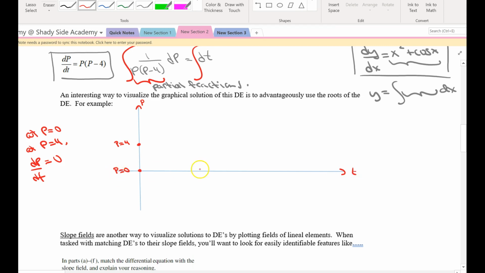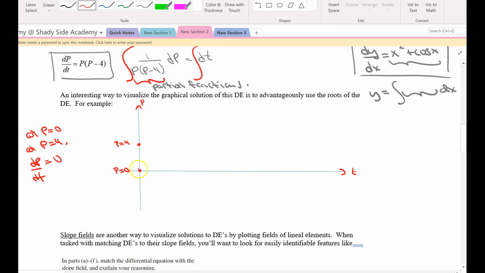So it appears that I should have some kind of horizontal tangent line at p equals 0 or p equals 4. And then I'm going to check, because with p equals 0 and p equals 4, that leaves me with these 3 intervals of p where I can determine the sign of dp/dt, right? So between 0 and 4, I'm going to pick a convenient value like 1. If p equals 1, would you agree that dp/dt is negative? Yes?